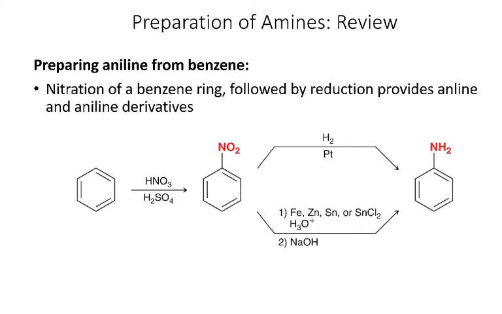A third method we learned about preparing amines is when we were talking about electrophilic aromatic substitution reactions. We know that we can nitrate the benzene ring by using nitric acid and sulfuric acid, and then we can reduce that nitro group into an amine. When we did this previously, the reagents that we learned to do the reduction were either iron or zinc and HCl, followed in a second step by sodium hydroxide, but there are other reagents we can use. We can use tin(II) chloride, or we could use H2 with a platinum catalyst.